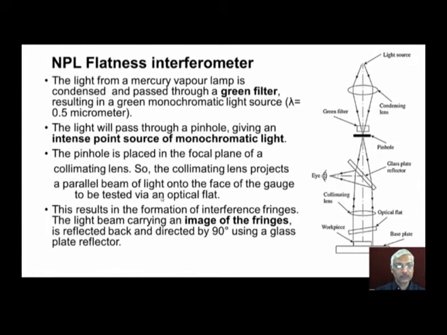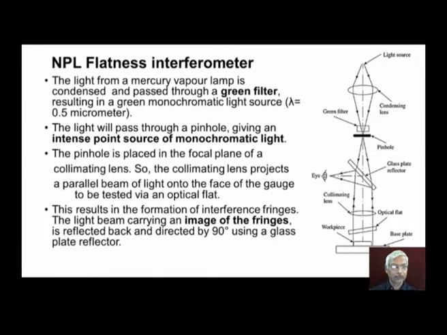Now let us discuss the NPL flatness interferometer. We can see the schematic diagram of the NPL flatness interferometer. We have a base plate on which the workpiece to be inspected is placed, and there is a provision for keeping the optical flat, and at the other end we have a light source.